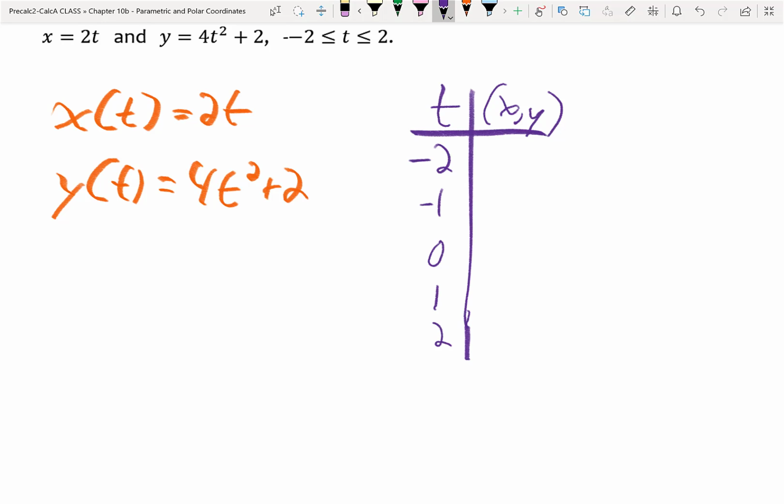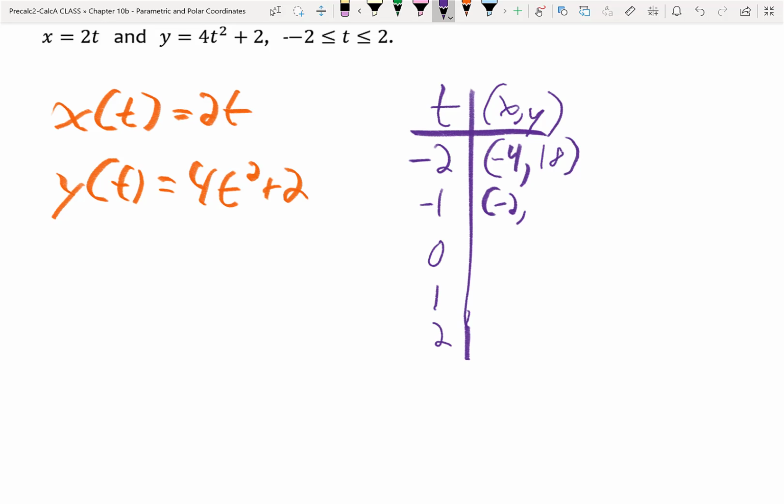So -2, go ahead and start plugging these things in. I'll try to somewhat keep up. So -4 for x, and then -2 squared is 4, 16, plus 2 is 18. So you got -4 comma 18.